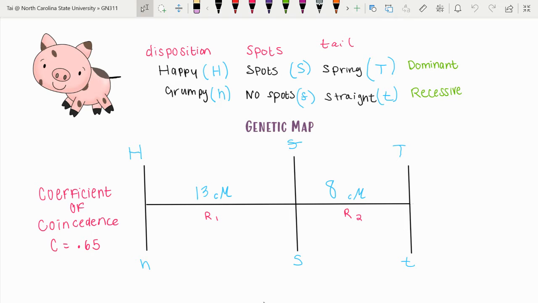For disposition, happy is dominant to grumpy, spots are dominant to no spots, and having a springtail is dominant to a straight one. On my map, there are 13 centimorgans between the H and S allele and 8 centimorgans between the S and T allele, and the coefficient of coincidence for my map is 0.65. The first pig I'm showing to the left is the heterozygous offspring from the cross that I will be showing.